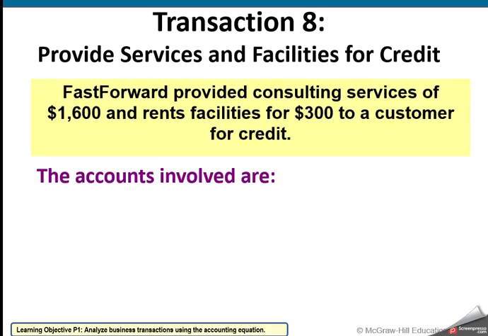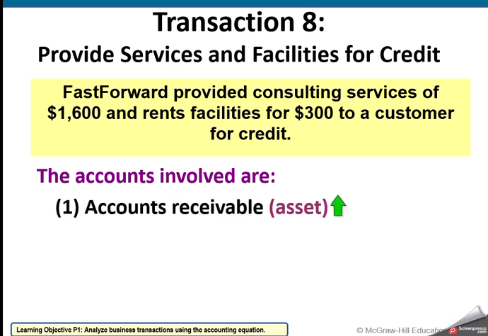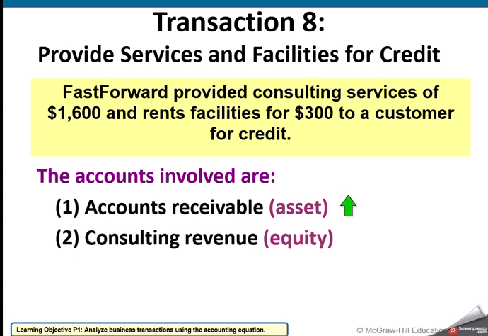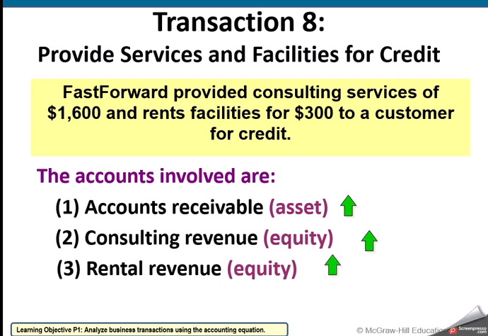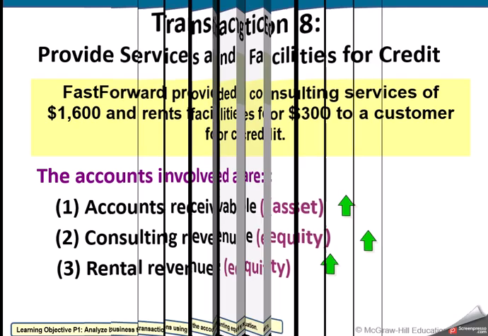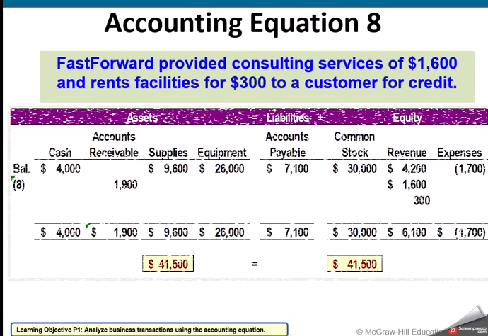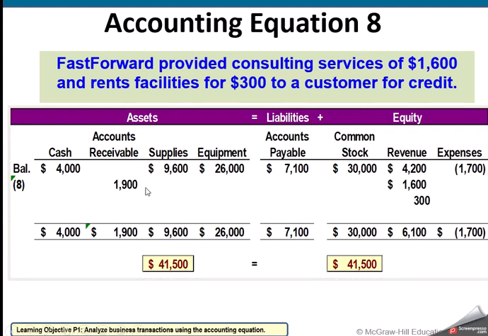Now we provide consulting services and rental revenues on credit. So we've got an accounts receivable. It's on credit. They owe us, so that increases. Our consulting revenue increases and our rent revenue increases. So as we look at our accounting equation for that one, again, our accounts receivable is an asset and it increases, and our revenues, rent and services, increase. So that increases our equity. And again, though, we still balance.